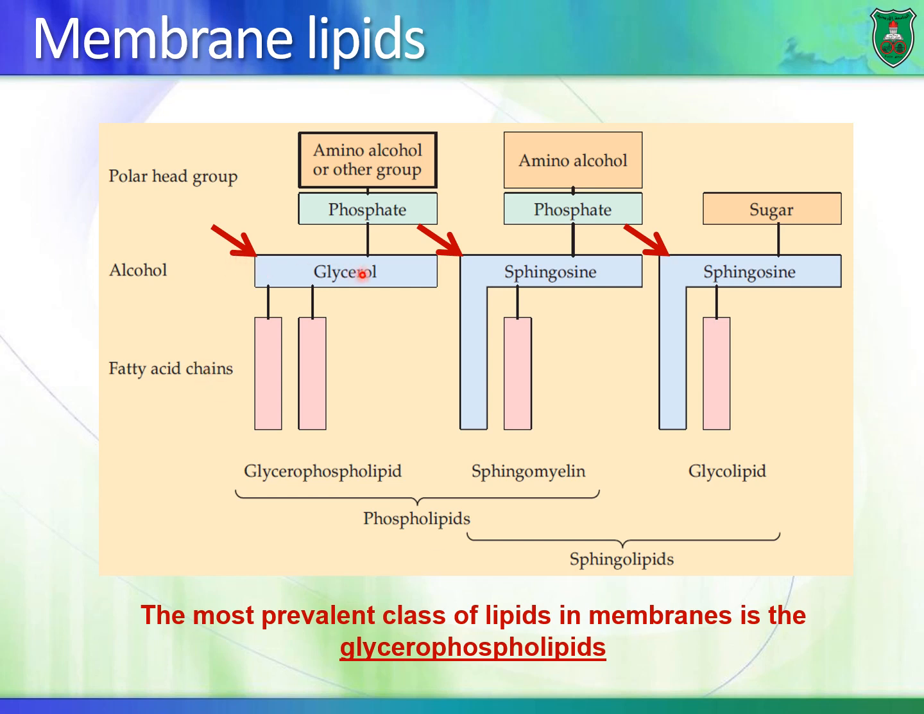Note the backbone. So we have glycerophospholipids that contain a glycerol backbone in addition to two fatty acids, a phosphate, and you have whatever group that is attached to that phosphate. Now, sphingolipids, they contain a sphingosine backbone in addition to one fatty acid, except that with sphingomyelin, you have a phosphate and choline, and with the glycolipids, you have a sugar attached to the sphingosine backbone.